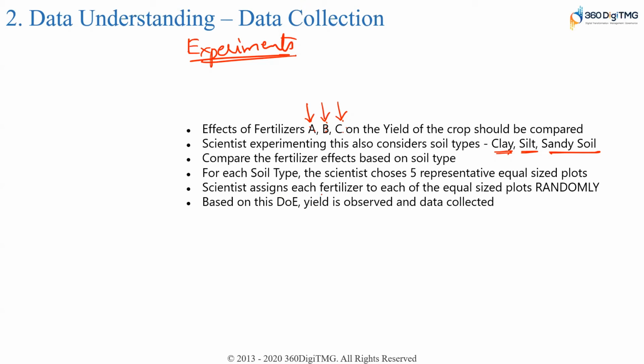Then the scientist assigns each fertilizer to each of the equally sized plots randomly. That's very important. You need to assign randomly. And then you do design of experiment.